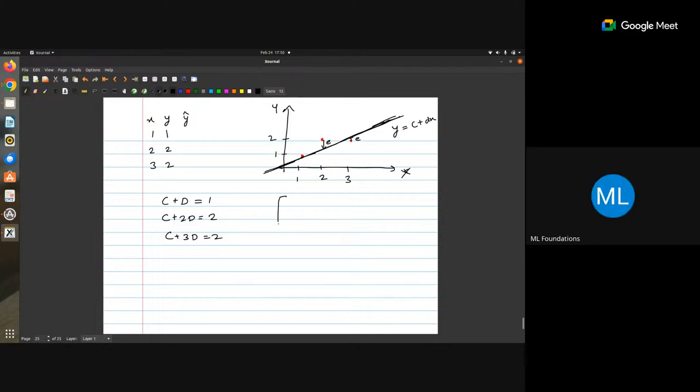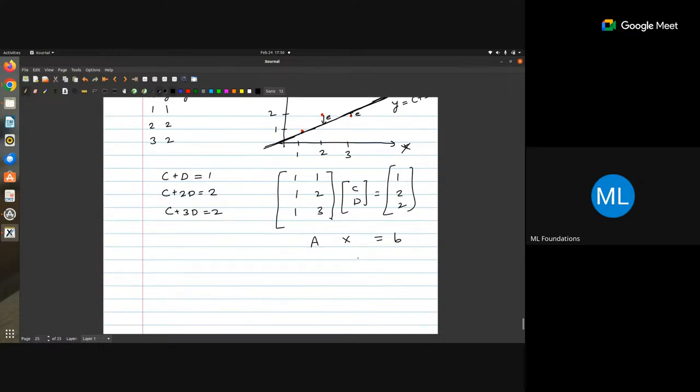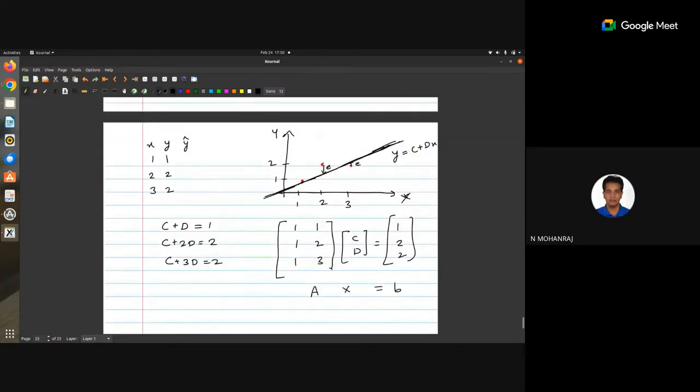And in matrix form, how will it look? It will look like the matrix with rows 1, 1; 1, 2; 1, 3, multiplied by the vector C, D, equal to the vector 1, 2, 2. So is this a similar form? AX equals B. This is the known form to us. Now I wanted to find a solution to it, but I know there is no solution because there is some error here.